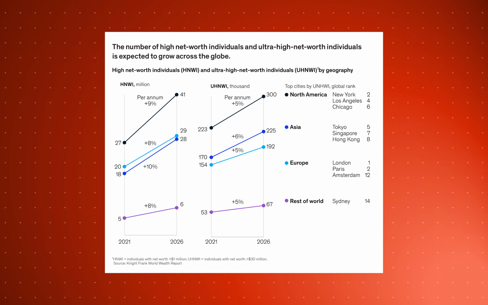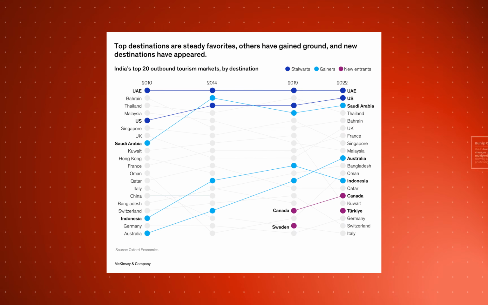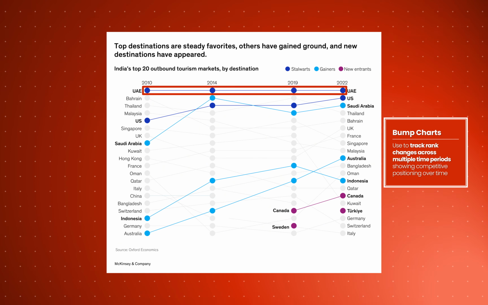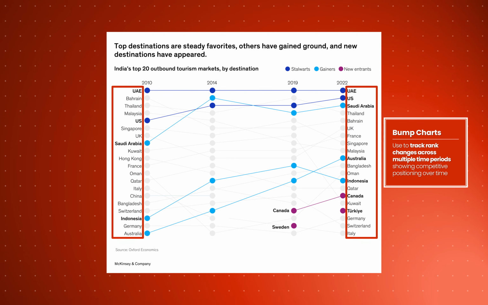The other, less popular and more niche connected dot plot is a bump chart, which connects dots across multiple time periods and specifically shows change in ranks over time, as shown in this McKinsey example.